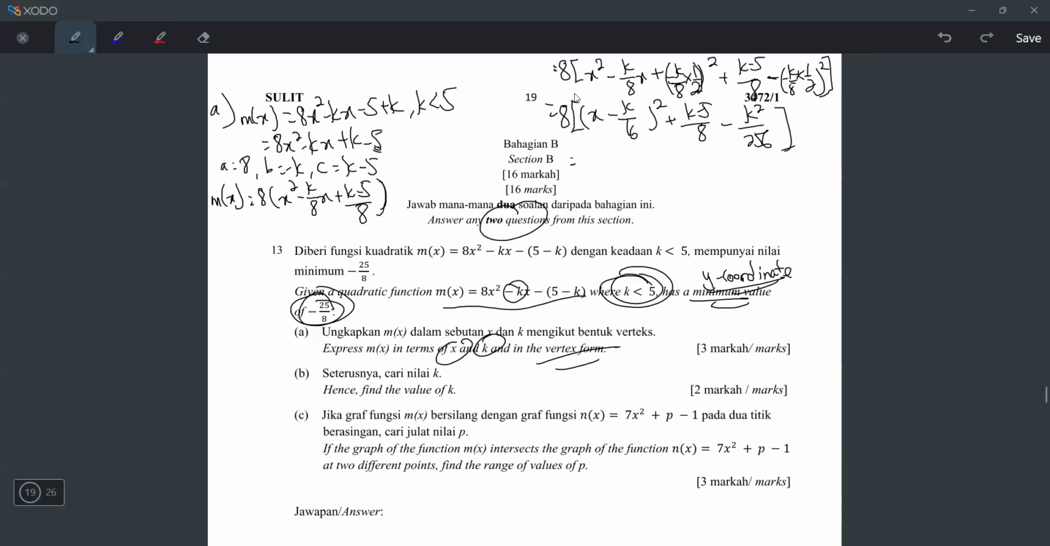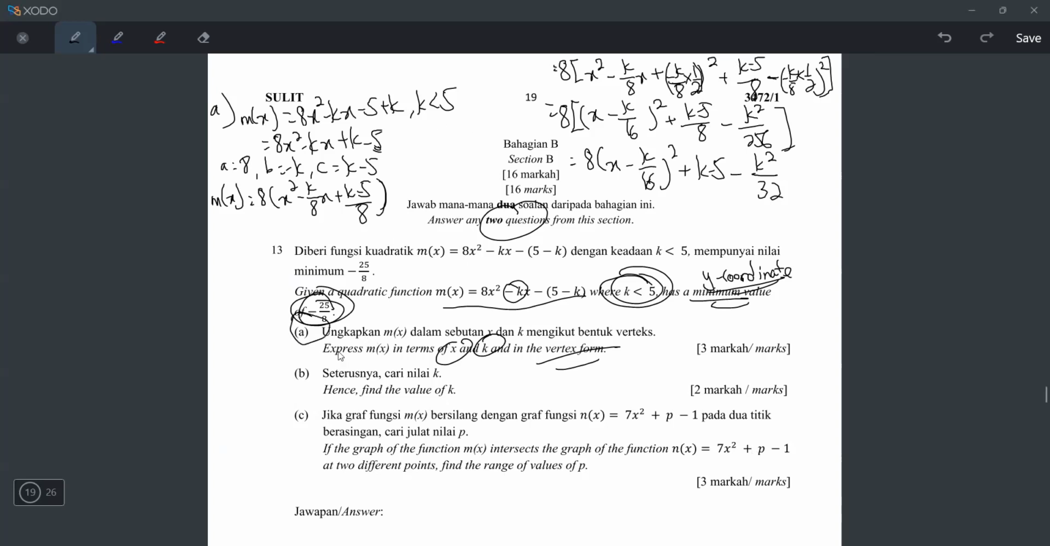Because you have to open this big bracket. So when you open, it becomes 8 small bracket x minus k over 16 squared. Now you times 8. So when you times 8, this becomes k minus 5. And this one also has to times 8. It becomes k squared over 8 and 256 can cut, right? So 32, like this. So this is your vertex form.